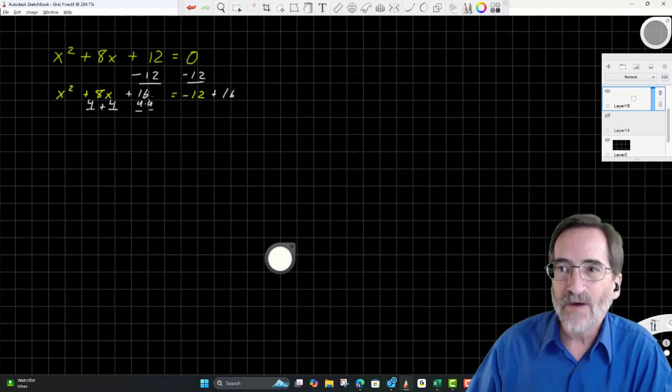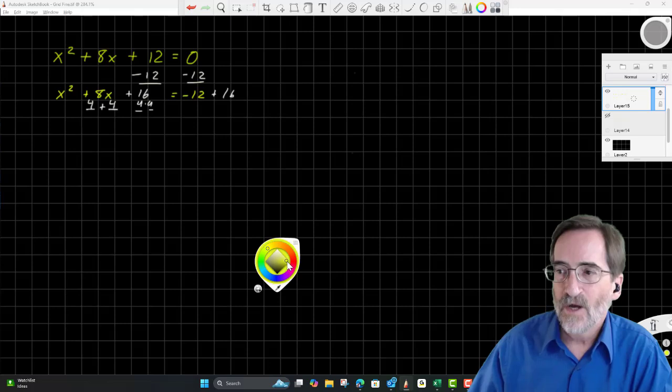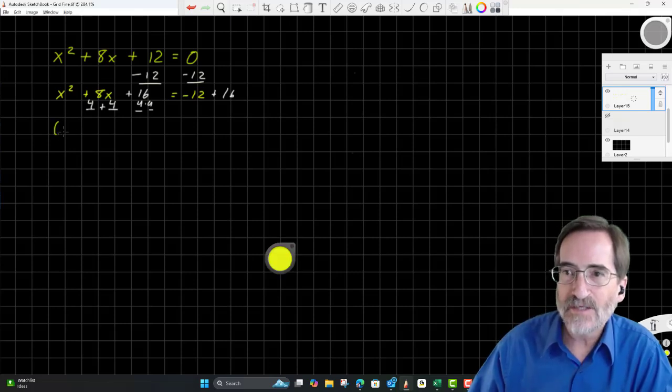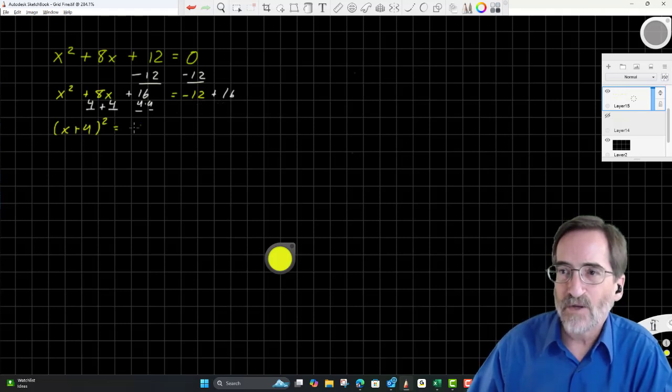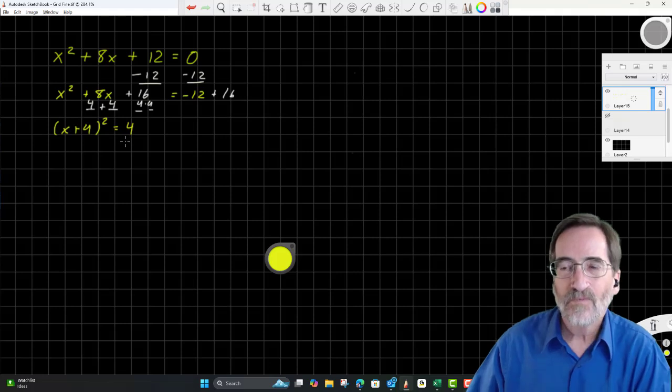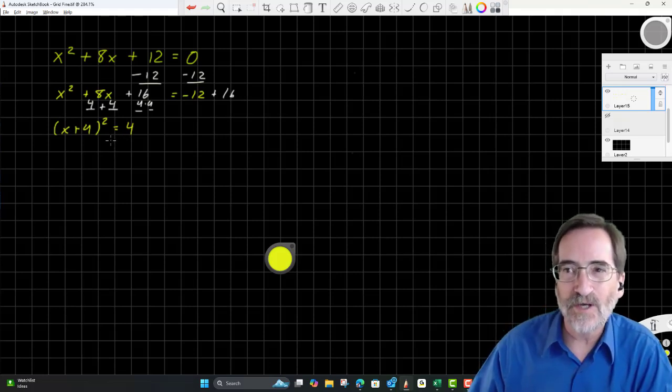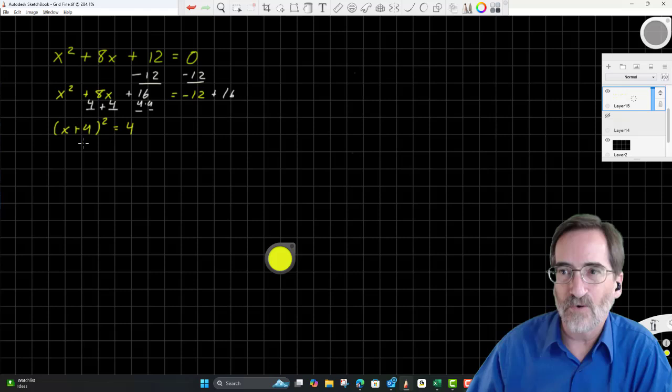And now the left side of the equation is a perfect square, and we can go backwards. We can write this as x plus 4 quantity squared. And on the right side, negative 12 plus 16 is 4. All right? So that's the trick.